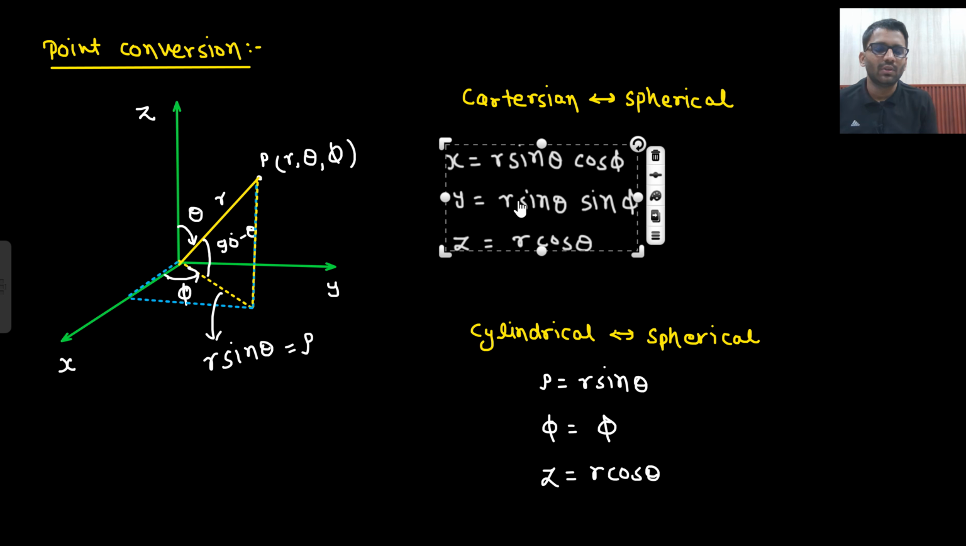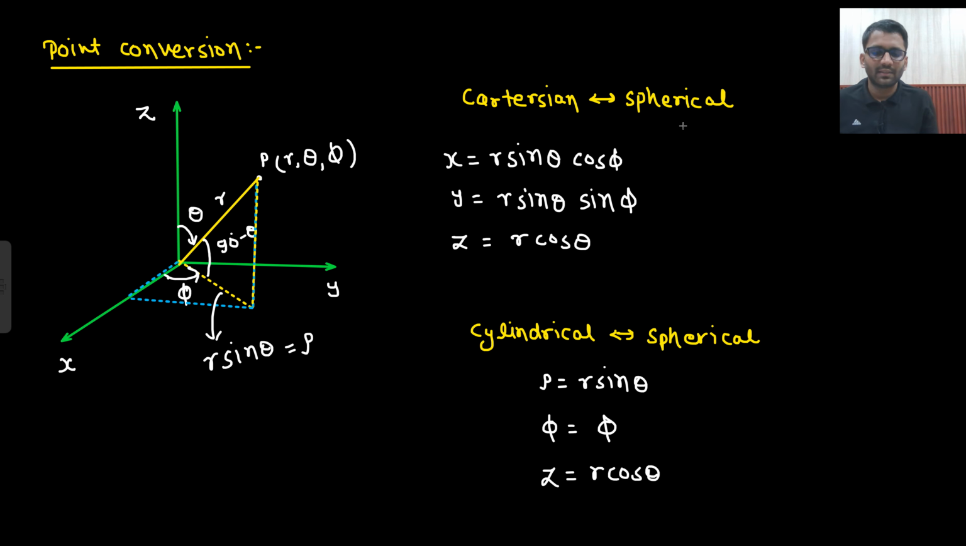Now I need to convert to the other side as well. I need to find the value of r. What do you think? What will be the value of r? r is simply the magnitude of OP. So r will be root of x squared plus y squared plus z squared.